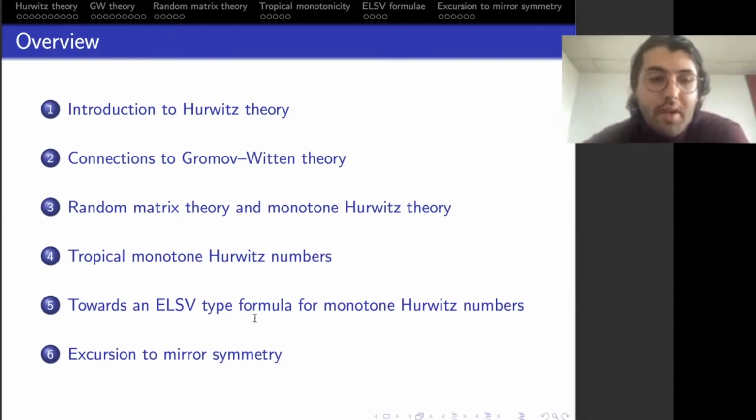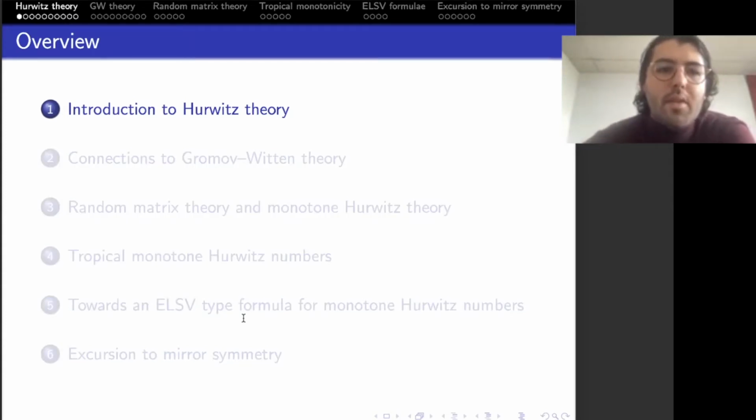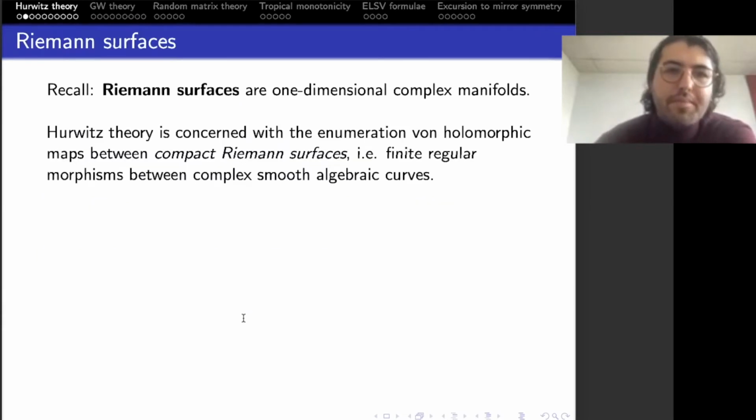And in the last part, if I have time, I want to take a very short excursion to mirror symmetry to also mention what these connections between Hurwitz numbers and mirror symmetry are, or at least give an application of mirror symmetry to Hurwitz theory. Okay, so let's start with an introduction to Hurwitz theory.